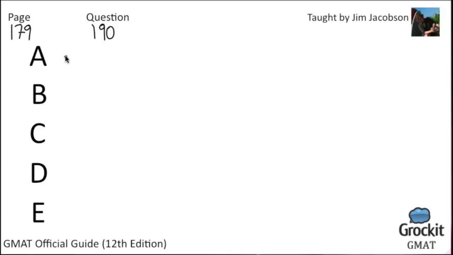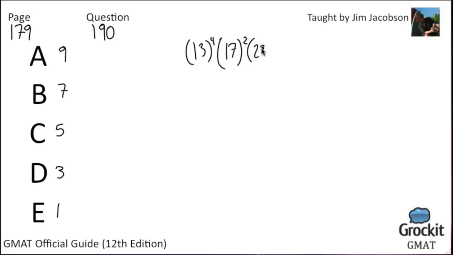9, 7, 5, 3, 1. What is the units digit of 13 to the 4th times 17 squared times 29 to the 3rd? 13 to the 4th. 17 squared. 29 to the 3rd.